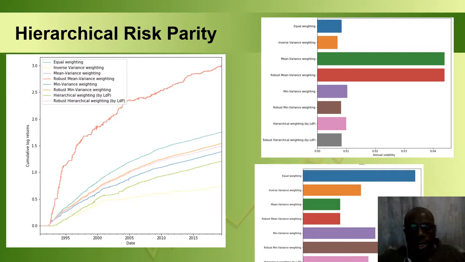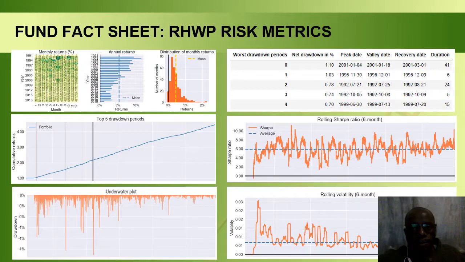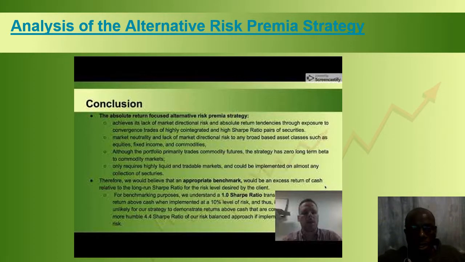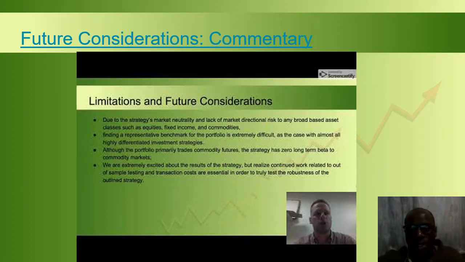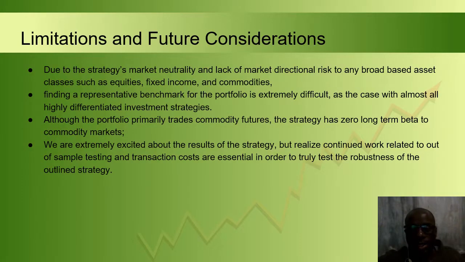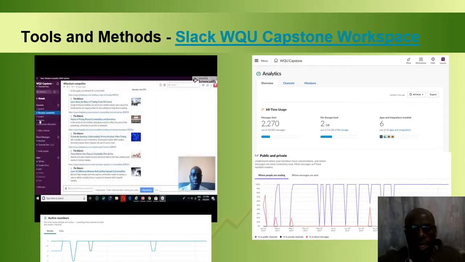And the hierarchical risk parity, Trevor will look into that. As for the video that has been attached, he discussed and gave us an analysis of our strategy, and came up with the conclusions. He also went through and gave a commentary on the limitations of the project and future considerations. The link is on our drive. Ravindra also gave us a rundown of the tools and methods where we used the GitHub repo. And I did the Slack workspace.